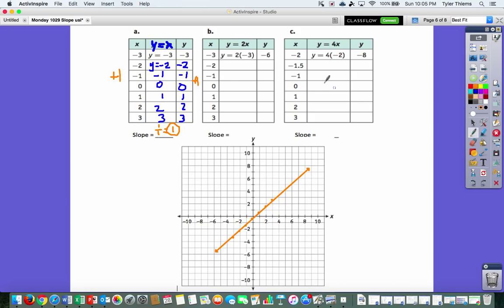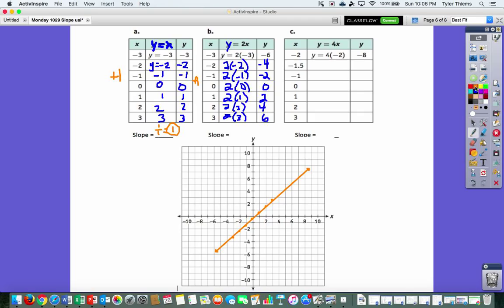So the second one here, we have a different equation. Y is equal to 2x. So you can see in this first example, if x is negative 3, then y is equal to 2 times negative 3, which gives you negative 6. Here, when x is negative 2, we're doing 2 times negative 2, which is equal to negative 4. 2 times negative 1 is equal to negative 2. 2 times 0 is equal to 0. 2 times 1 is equal to 2. 2 times 2 is equal to 4. And 2 times 3 is equal to 6.